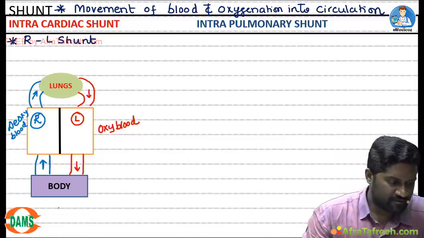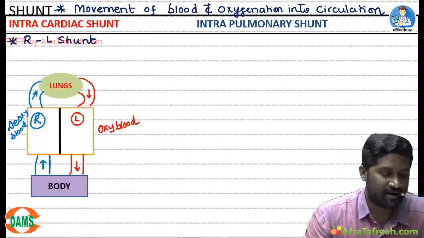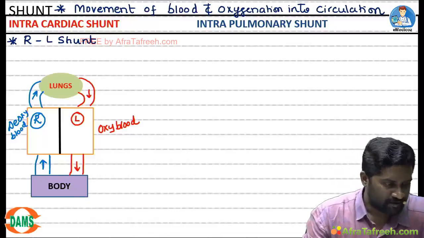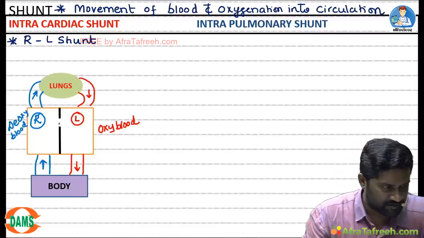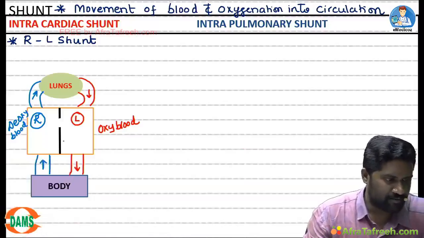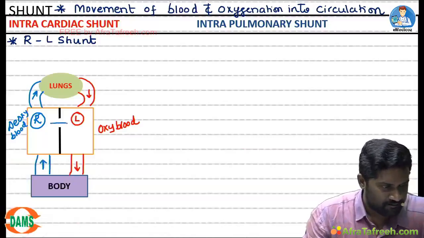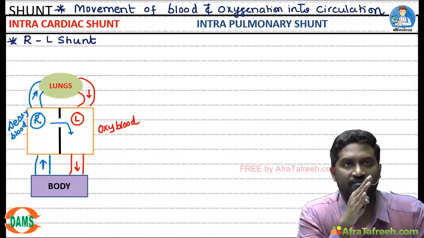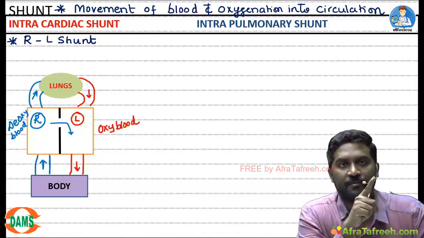Now because of some defect, if there is an opening like this between the right heart and left heart, usually between right heart and left heart there will be a barrier. Now if there is a defect like this, and it is a right to left shunt, now what happens is deoxygenated blood from the right heart will move into the left heart. Right to left shunt is an opening in the heart which is facilitating the blood to move from right to left.